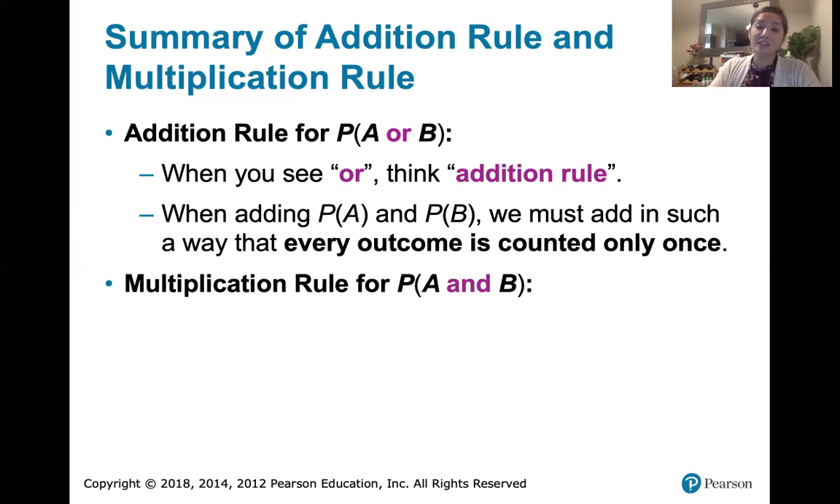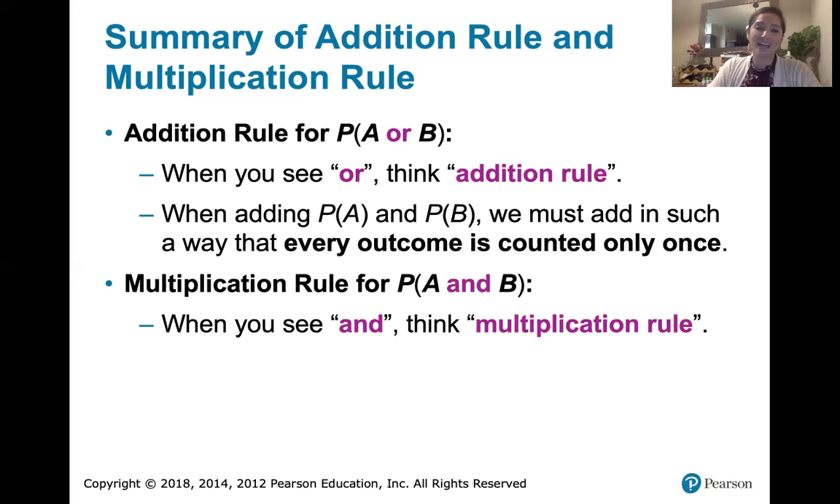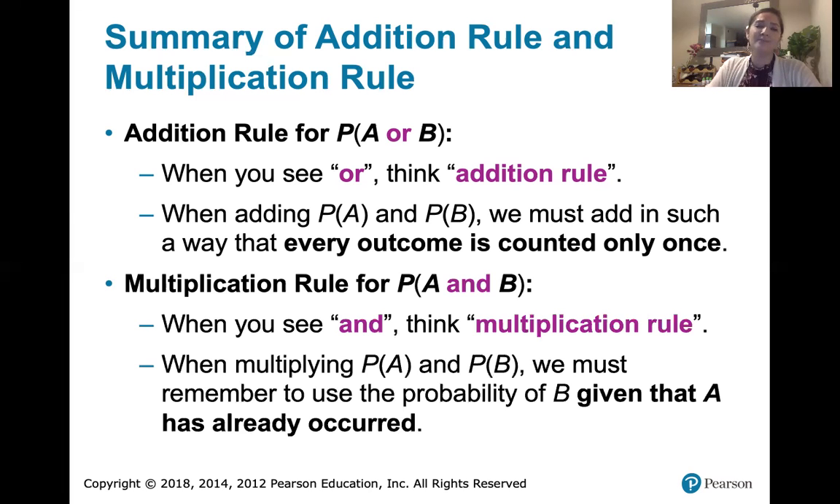But again, if you see that word "and," this happens and this happens, or both this and this happen, or all three of these happen, anytime you see "and," think multiplication rule. You're going to multiply the probabilities. So the idea is you're going to multiply probability of A and probability of B, but be careful. That probability of B may need to be adjusted. We need to use the probability of B given that A has already occurred.